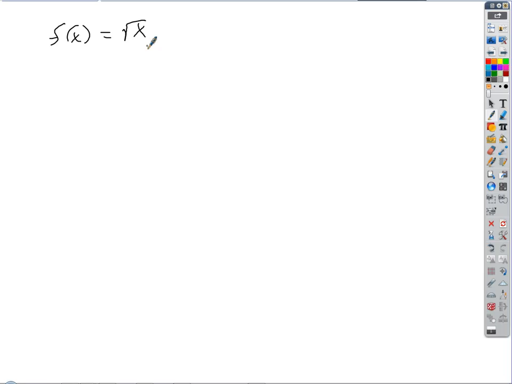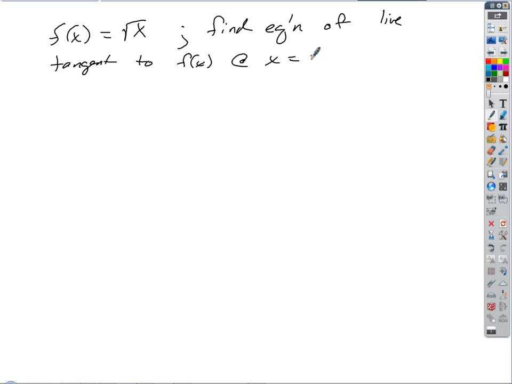Like let's find the equation of the line tangent to f of x at x equals 9. Wouldn't you just be able to simply plug that in? Yeah, you could, but you won't be able to on the non-graphing calculator part of the test. And even then, yeah, you could. Okay, but let's not.